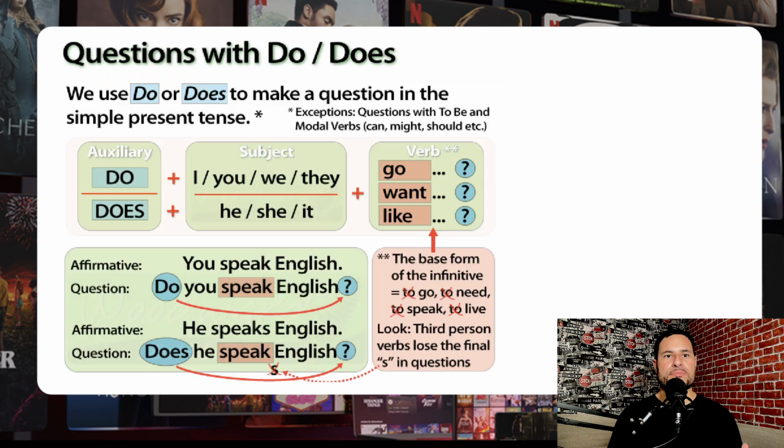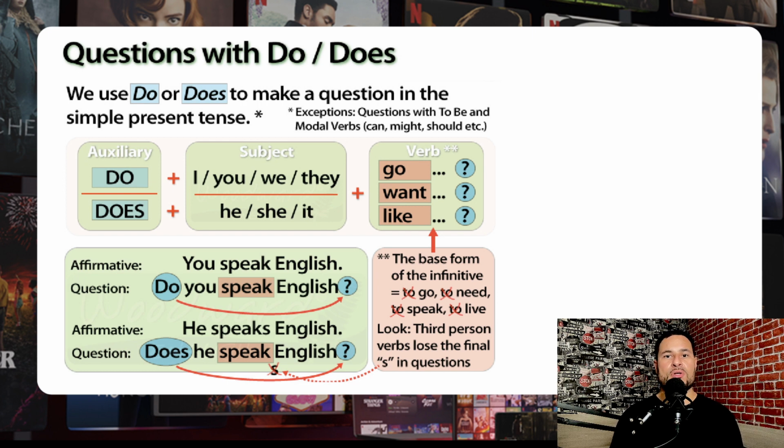And then, questions with do or does. There is a screen just for this subject. We use do or does to make a question in the simple present tense. Exceptions: questions with to be and modal verbs. To be is I am, you are, he is. And modal verbs are can, might, should. But do and does are used with all other verbs.